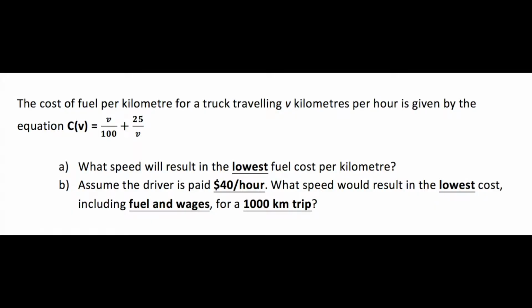Here it is. The cost of fuel per kilometer for a truck traveling v kilometers per hour is given by the equation C(v) = v/100 + 25/v. A. What speed will result in the lowest fuel cost per kilometer? B. Assume the driver is paid $40 per hour. What speed would result in the lowest cost, including fuel and wages, for a 1,000 kilometer trip?